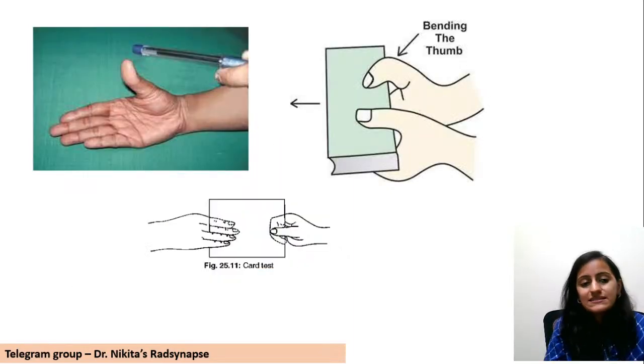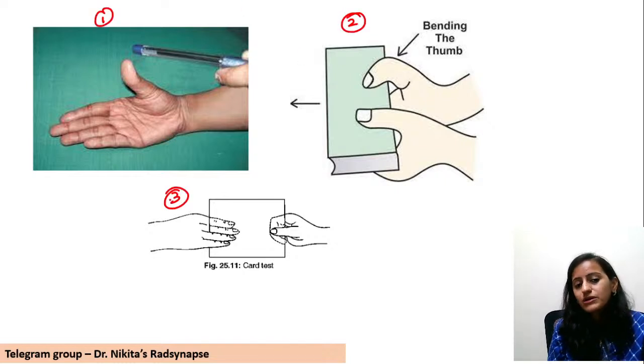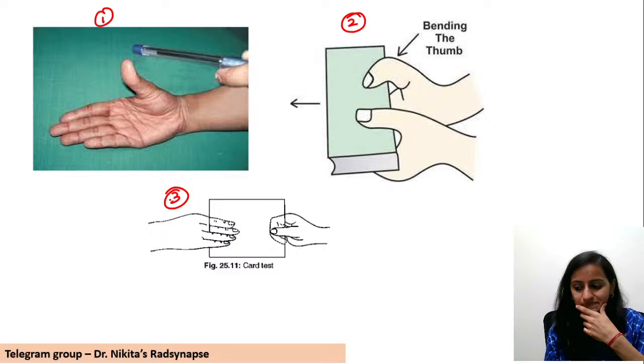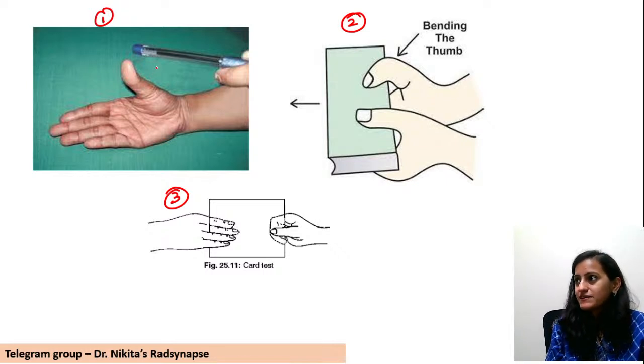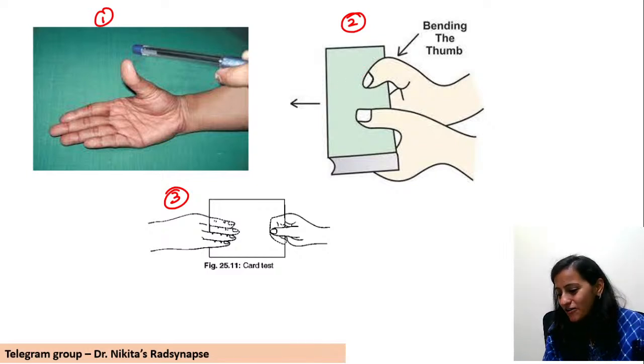So those were the important tests. Now coming to these tests, the nerve palsy wala tests. Test number 1, 2 and 3. What are these tests? The first one is the pen test. Okay, the first one is the pen test. What is the pen test done for?